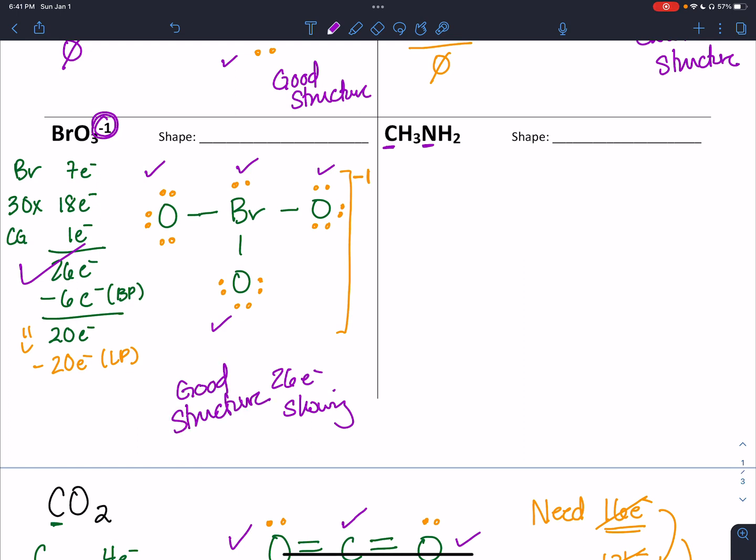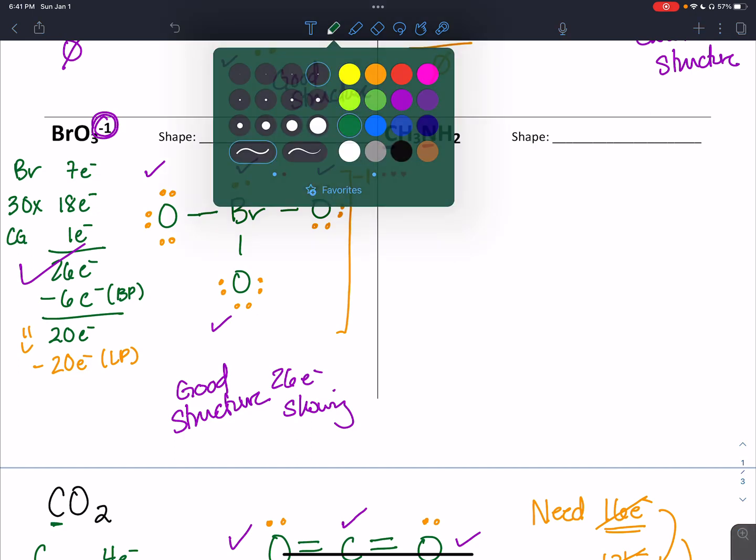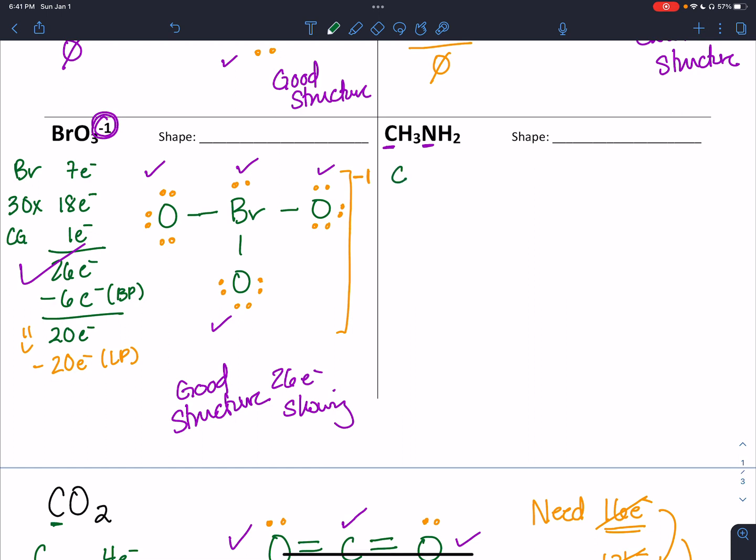All right, now for our last one, and it looks complicated, but it's not too bad. We're going to follow the exact same rules. This time, instead of 2 elements, though, we have 3. So we've got carbon, and we've got nitrogen, and then we've got hydrogen, but we've got a total of 5 hydrogens.